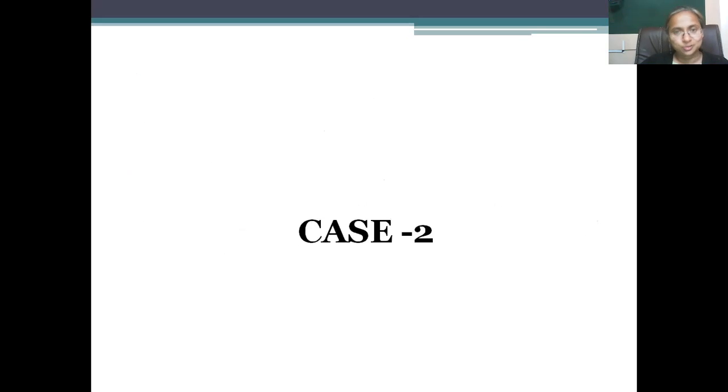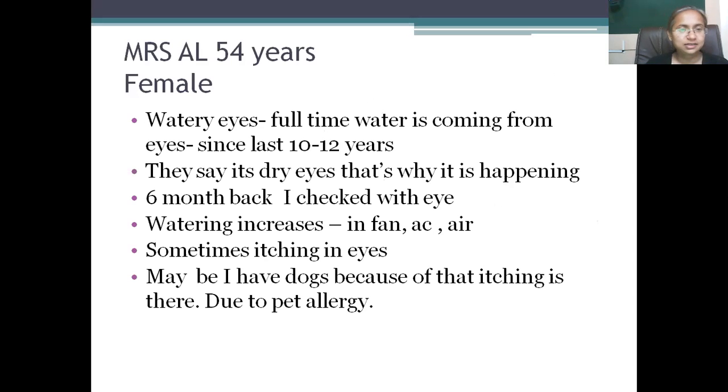Okay, so this was the first case. Let's go to case 2. This is a case of a lady, again 54 years old. She had two major problems. One was lacrimation, which was constant, watery eyes full time. Water has been coming from her eyes for the last 10-12 years.